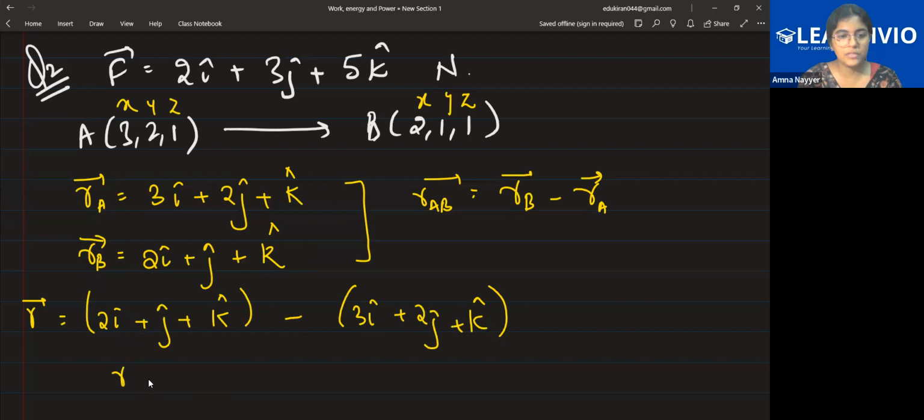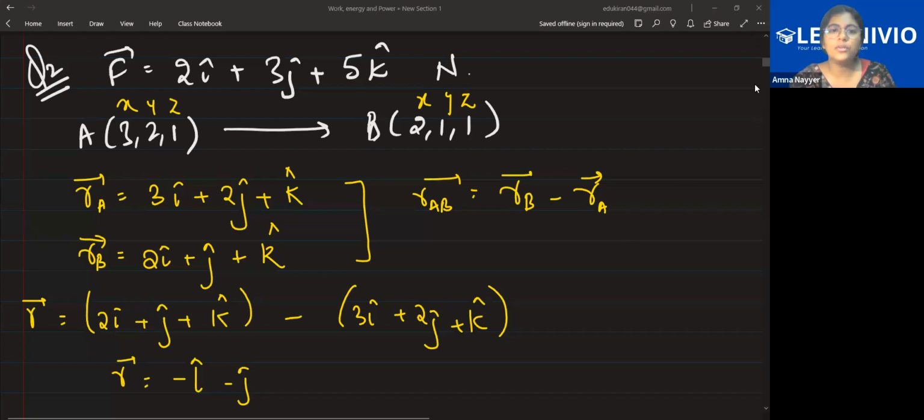So here the position vectors are 2I cap minus 3I cap. This is minus I cap. J cap minus 2J cap. We multiply this minus sign first. So J cap minus 2J cap becomes minus J cap, and K cap minus K cap gets cancelled. Okay, Zainab has answered. Other students also, Sabiha and Jesleen, at least you all answer.